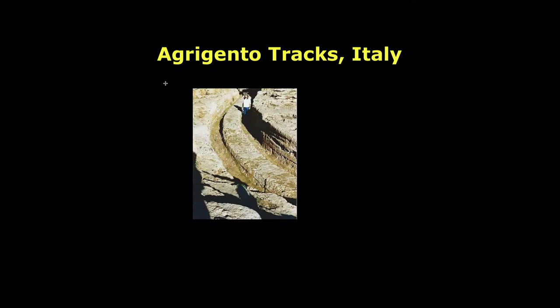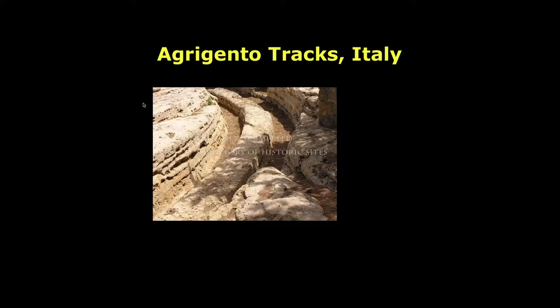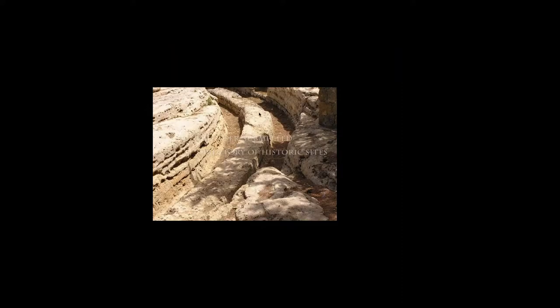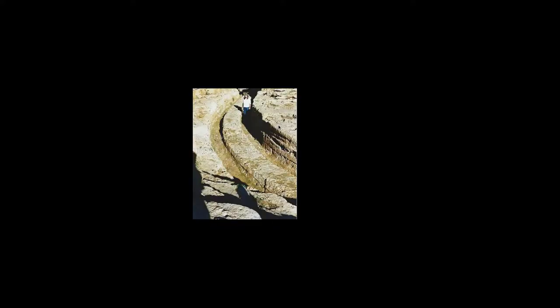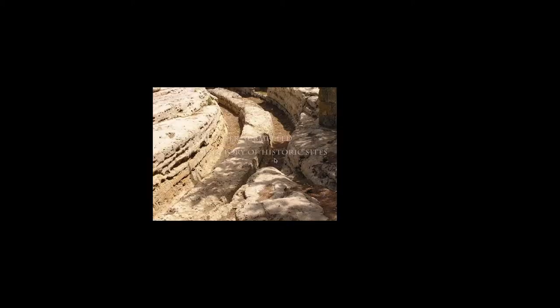Let's look at a couple more tracks. These are the Agrigento tracks in Italy. Two images here of these, and obviously not glacier, obviously artificial. I'm going to say obviously not wagon ruts, but that's pretty obvious by now, or pretty well discussed. And then, of course, the lines on the side, which are kind of similar to the glacier lines, but not really. Just throwing it in for reference real quick.